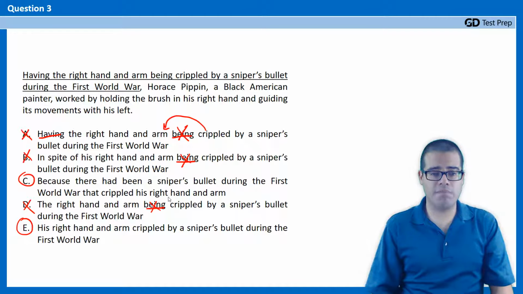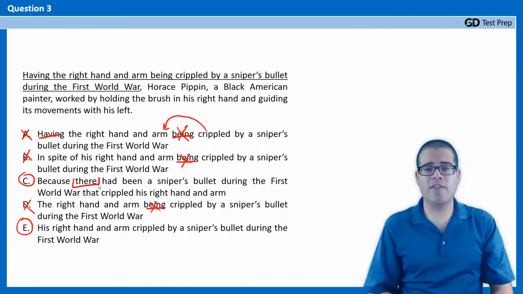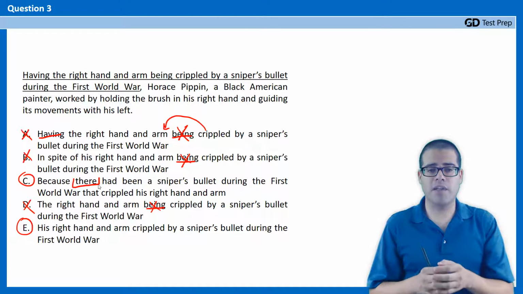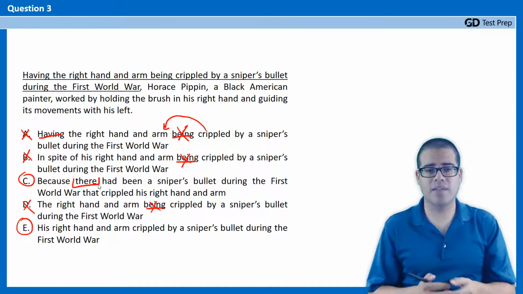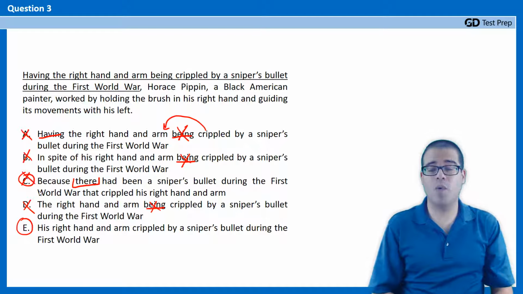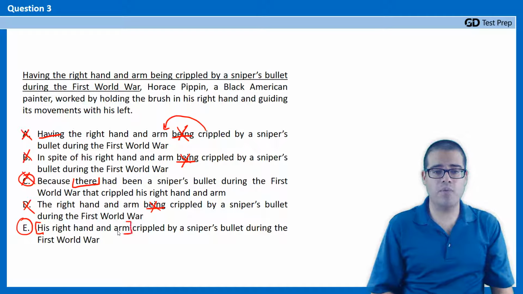So between C and E, be careful with there. Usually adding the word there creates a wordy and awkward structure. Look, it says, because there had been a bullet. Where? Where is the bullet? It doesn't make any sense. So we're left with the absolute phrase. What is the absolute phrase? You're starting with the possessive his. His right hand and arm would be the noun phrase. And from crippled all the way to the end, you have a past participle modifier.